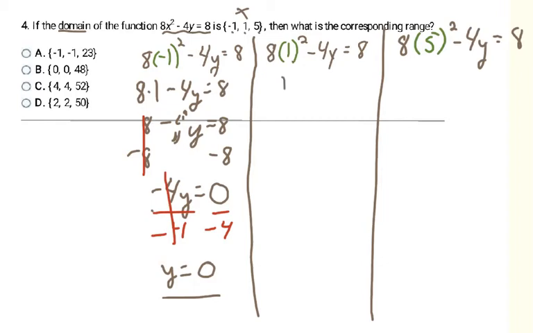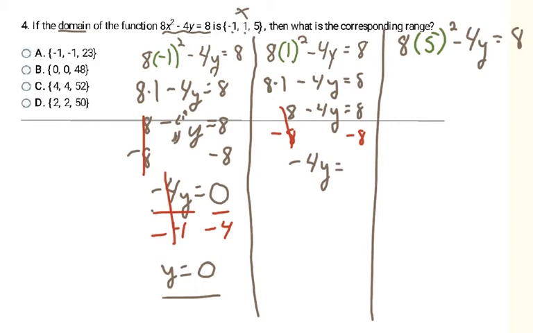So 1 squared is 1. 8 times 1 is 8. And then I'm going to subtract 8 from both sides. This is very similar to that first equation I did, where I'm just left with the minus 4y. 8 minus 8 is 0. I'm going to divide both sides by negative 4. Negative 4's cancel. So I'm left with y equals, and 0 divided by negative 4 is 0. So I have a 0 once again. Okay, so I'm going to do this one last time.